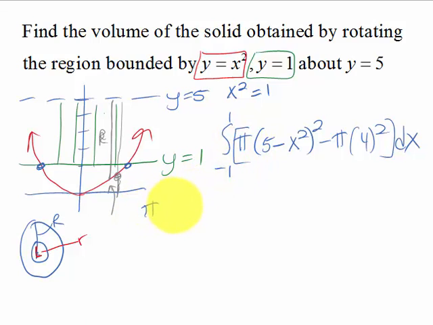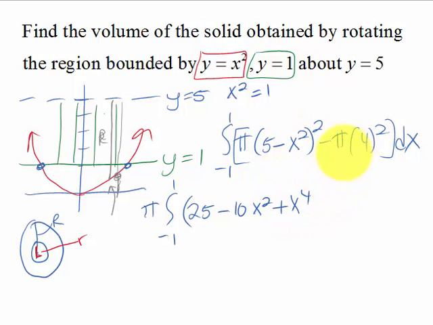We can move the pi out in front. And then we have integrating from -1 to 1. We're going to go ahead and square this, so that's going to be 25. This would be minus 5x squared twice, so minus 10x squared, and then this squared would be plus x to the 4th, and we factored the pi out, and this would be minus 16 dx.